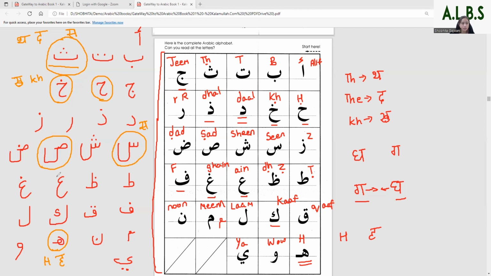Now the next letter is here. Dal and dod. Dal is da or D, simple D. Dod. In dod, we need to open our mouth like o, do, right?